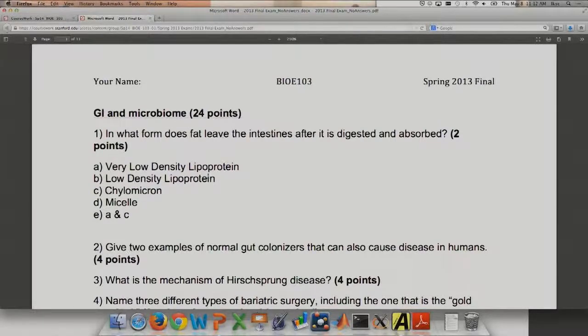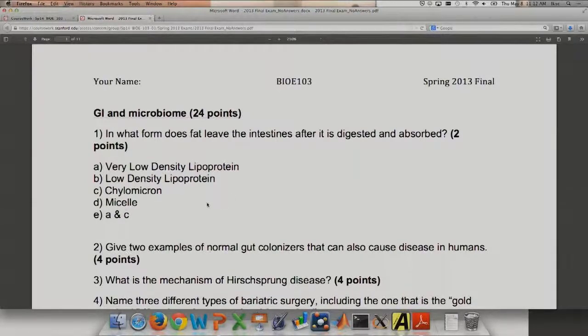So, give two examples of normal gut colonizers that can also cause disease in humans. Yes, E. coli is the perfect example of it. That's great. What else? H. pylori. Excellent. So these are quite simple. And this one has it as 4 points, but don't worry about the point values. It would actually be 2 points on this exam. Everything's linear, so one word, one point kind of thing.